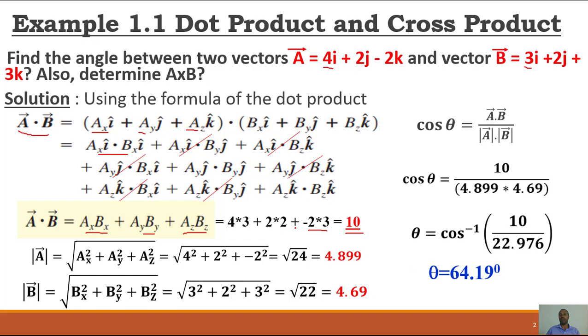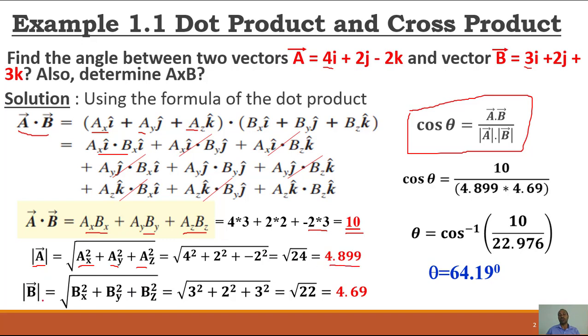And then you can find the angle between the two vectors. The angle between the two vectors can be found from this equation, which is cos theta is equal to A dot B divided by the magnitude of individual vectors, A magnitude multiplied with B magnitude. A magnitude will be the radical of AX square plus AY square plus AZ square. Then finally, you have 4 square plus 2 square plus minus 2 square.